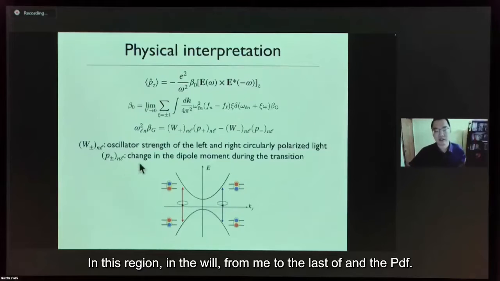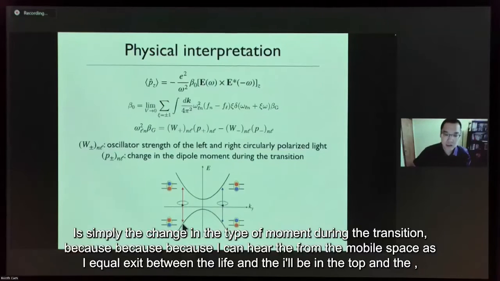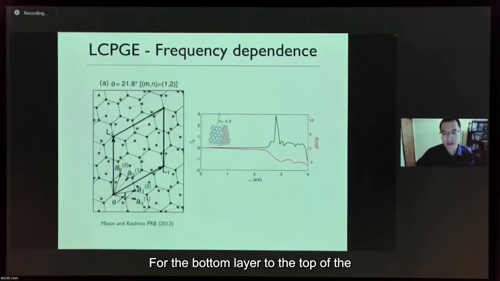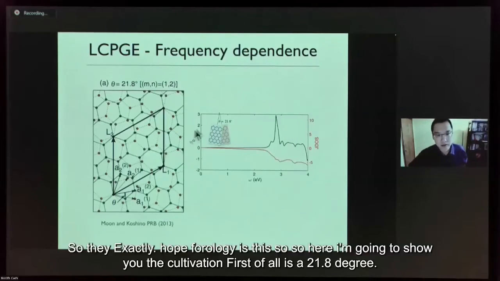And P here is simply the change in the dipole moment during the transition, because the conduction and valence bands, away from the symmetric point in momentum space, have unequal mixing between the top and the bottom layer wave functions. During an optical transition, you excite one electron from the bottom layer to the top layer, which creates a non-zero dipole. So exactly how large is this dipole? Here I'm going to show you the calculation first for 21.8 degrees.